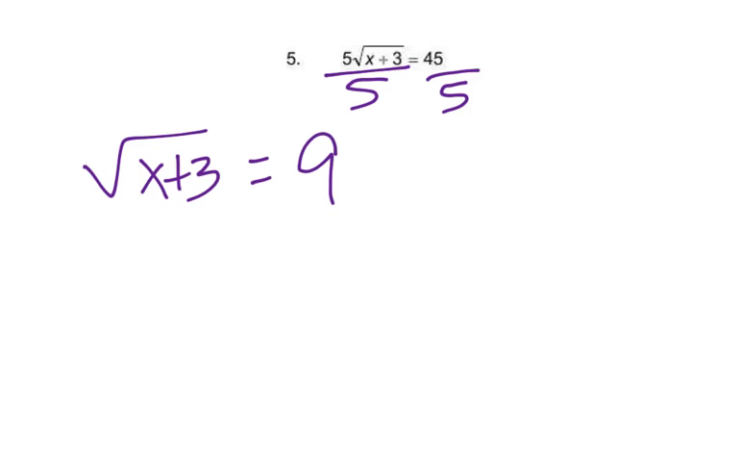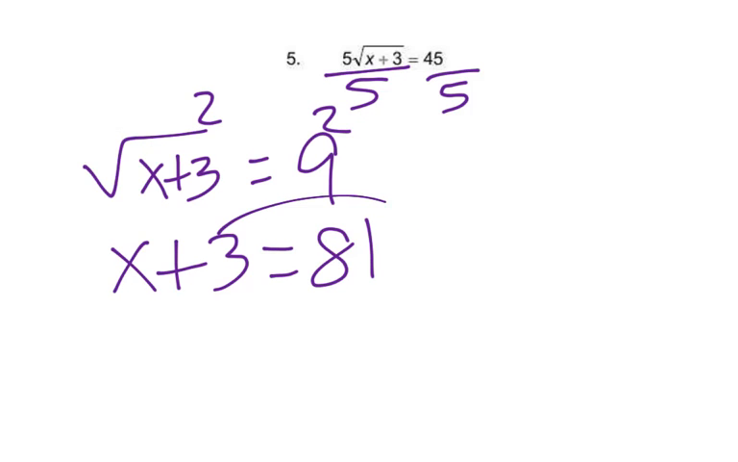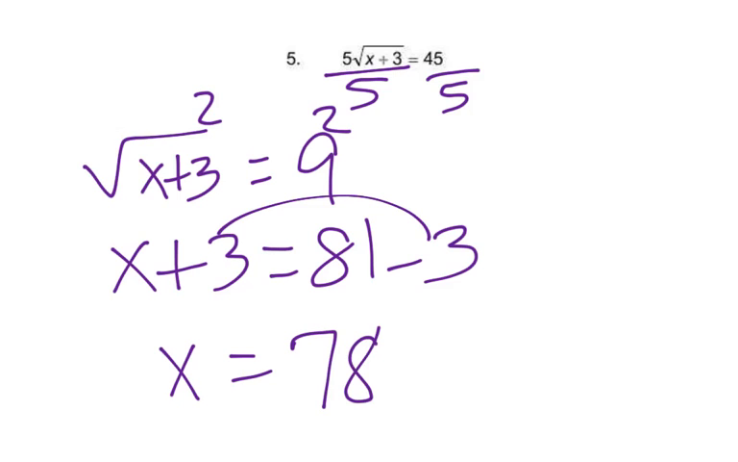When there's a number in front of your square root, move it by dividing. So divide both sides by 5. And we get the square root of x plus 3 is equal to 9. We're going to square both sides. So x plus 3 is equal to 81. We're going to subtract the 3. X is equal to 78.